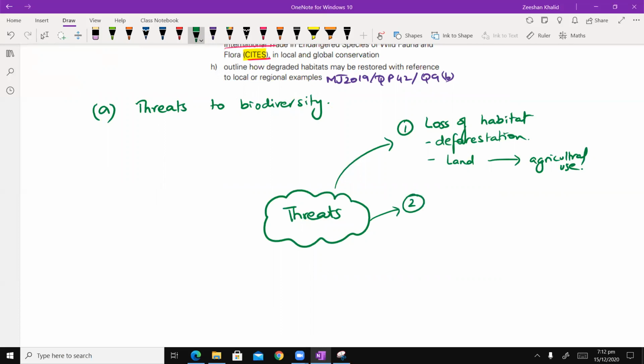The second threat to biodiversity includes pollution. If we keep talking about individual examples of pollution, there are many, but pollution is mostly because of the waste products of homes.